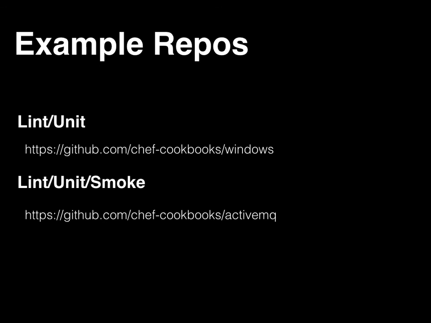So the final thing I'll leave you with is we have two example repositories. On the Windows side, obviously, we can't do integration testing with Travis because we can't run Windows through Docker. So we have lint and unit on our Windows cookbook, if you take a look at that. And then we have lint, unit, and the smoke, the full integration testing there with Test Kitchen, and that's on our ActiveMQ cookbook. These two stay pretty up to date. They're kind of like our example cookbooks for how to do these two things.